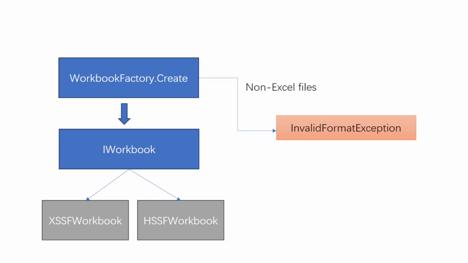Usually this method will return an IWorkbook interface object. So it can be HSSFWorkbook or XSSFWorkbook, depending on the file you are opening. If it's not a real Excel file, as you can see here, non-Excel files, it will throw an invalid format exception. So in this example, we will show you how it works.